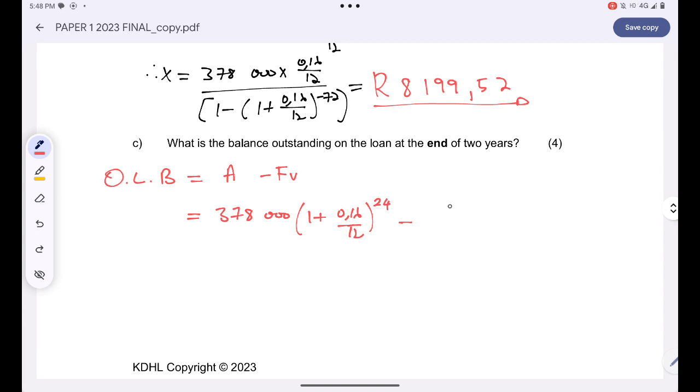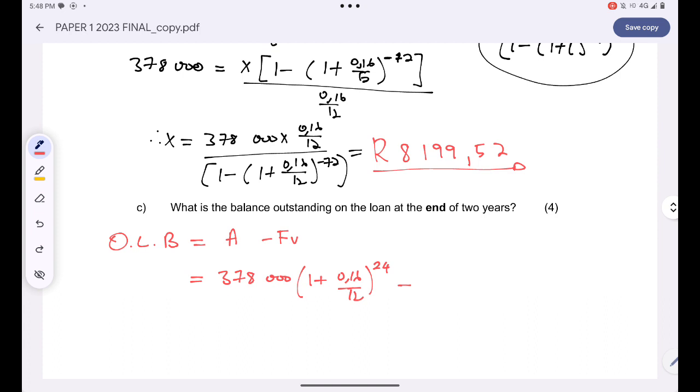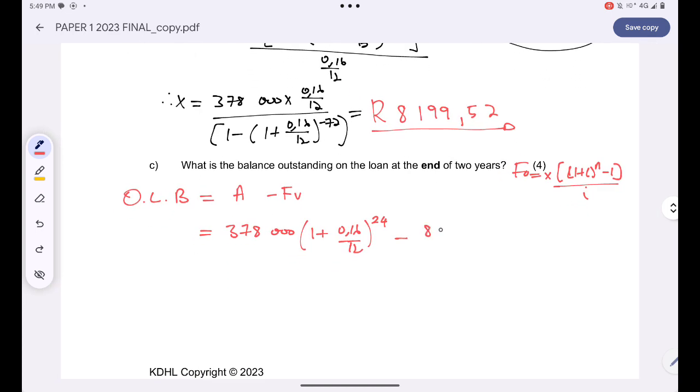I just need to substitute from the equation of future value. I know that the equation says future value is just x, bracket 1 plus i to the power positive n minus 1, all over i. The value of x, I know it to be 8,199.52. Inside the bracket, I'll simply have 1 plus 0.16 over 12 to the power 24 minus 1, all over 0.16 over 12. This will simply give me the outstanding loan balance.